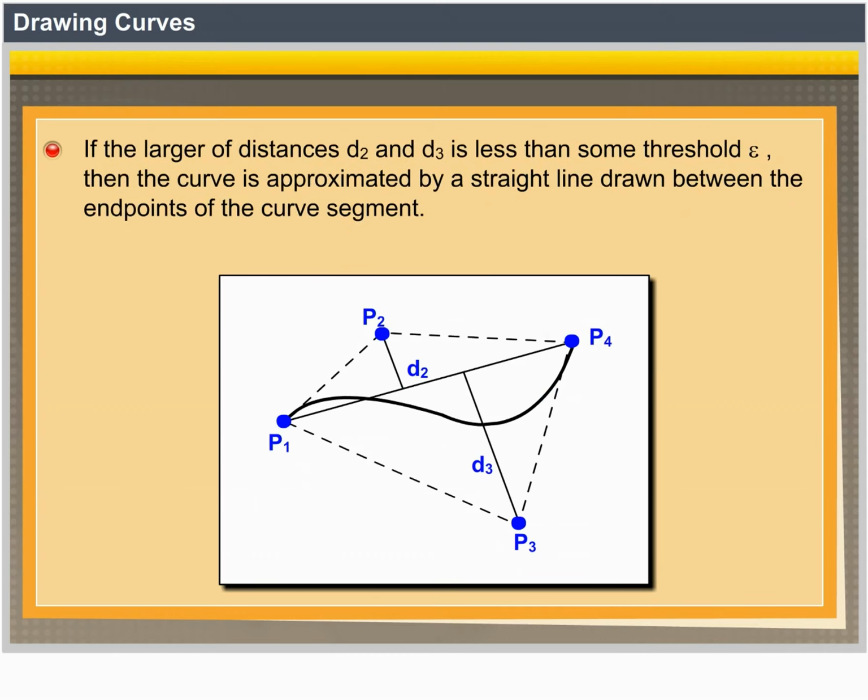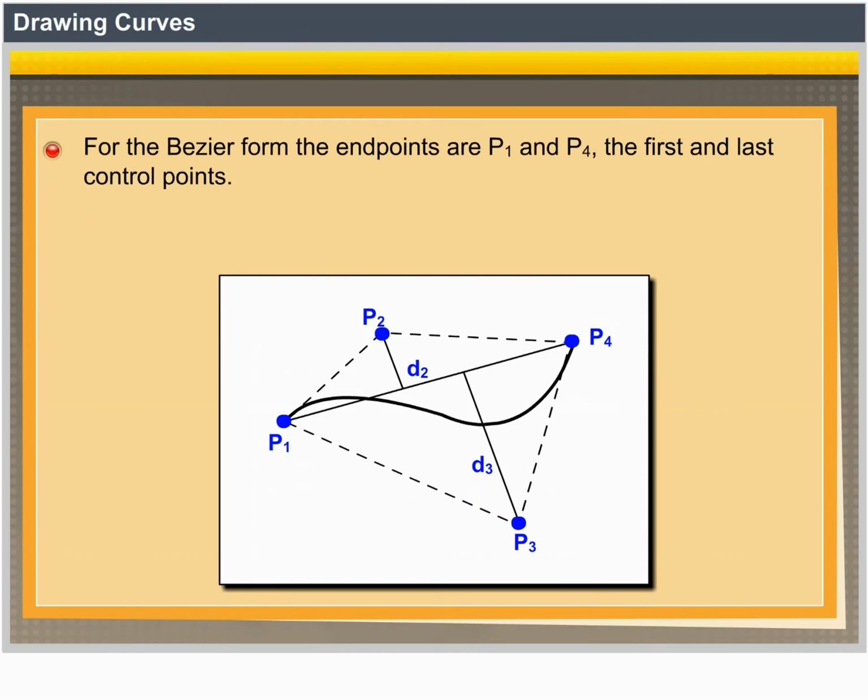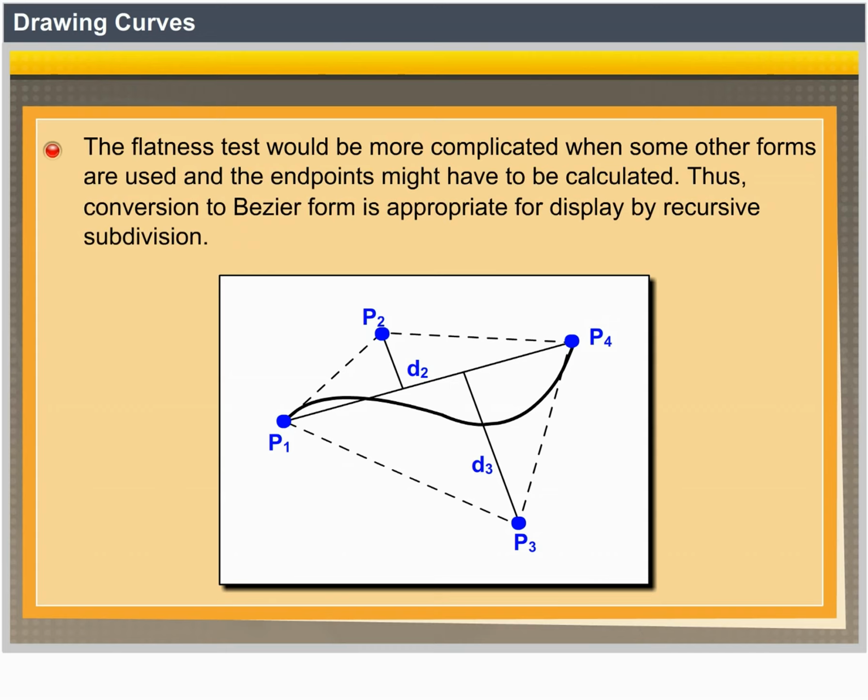If the larger of distances d2 and d3 is less than some threshold epsilon, then the curve is approximated by a straight line drawn between the endpoints of the curve segment. For the Bezier form, the endpoints are P1 and P4, the first and last control points. Were some other form used, the flatness test would be more complicated and the endpoints might also have to be calculated. Thus, conversion to Bezier form is appropriate for display by recursive subdivision.